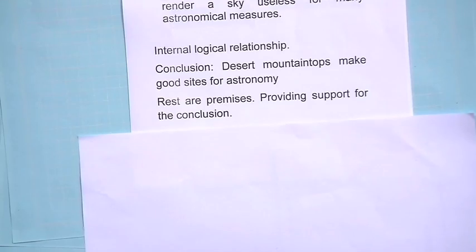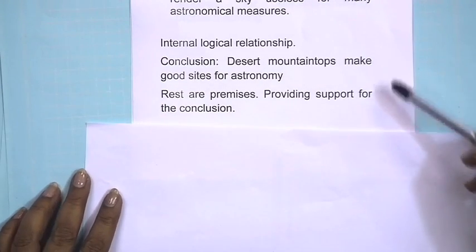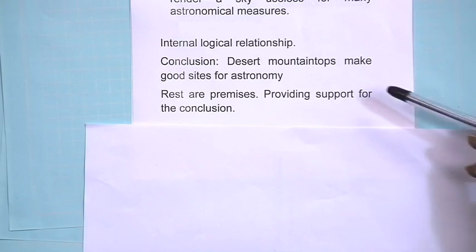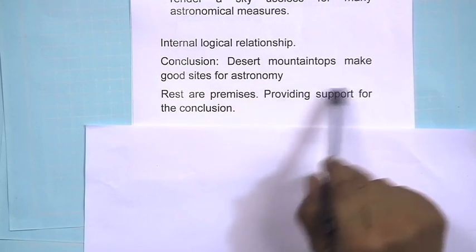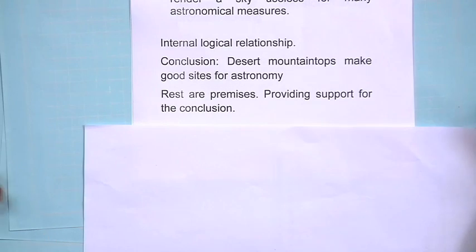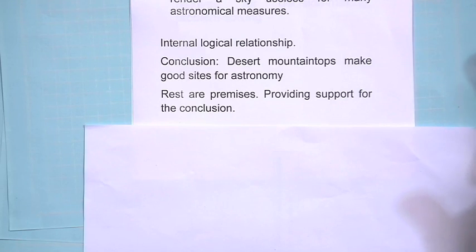So, here if we can lay it out like this, where we are not using the standard format, but still we can separate out the components of this argument. The conclusion is desert mountaintops make good sites for astronomy. The rest are premises providing the support for this main claim. Okay. So, this is how we can actually try to recognize an argument.